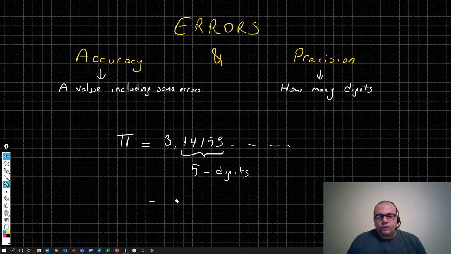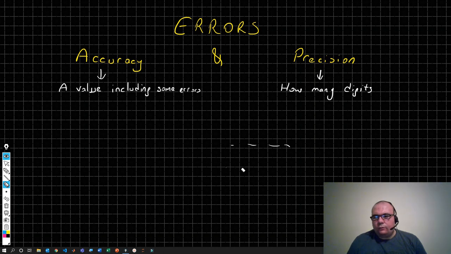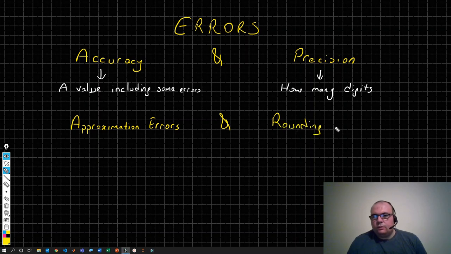And also, today we are going to talk about two types of errors. One of them is approximation errors. The other one is rounding errors. And for approximation errors, I can give an example.